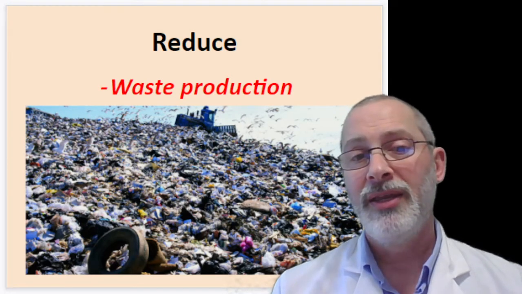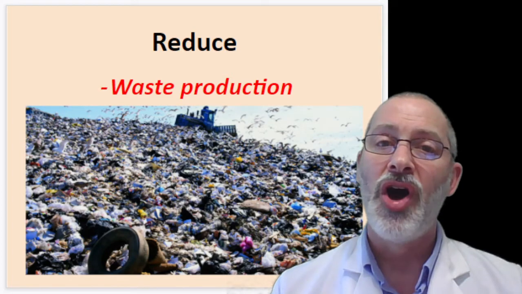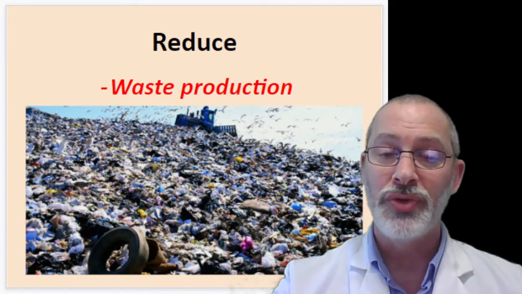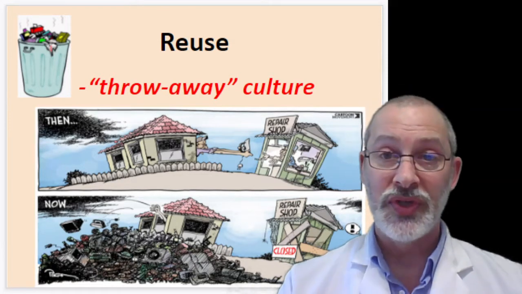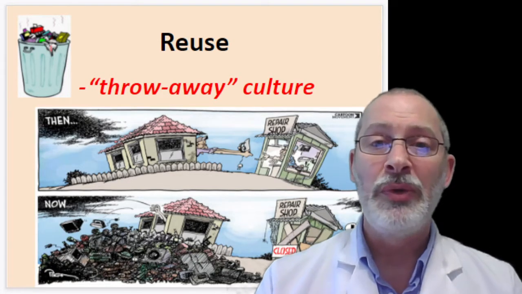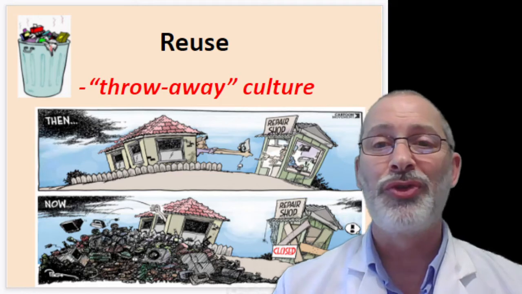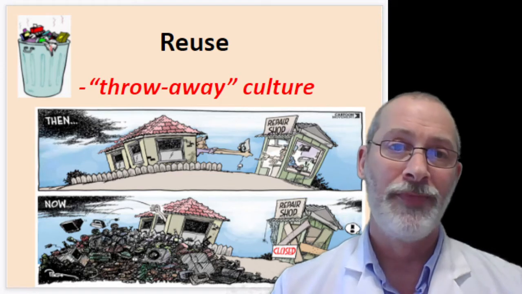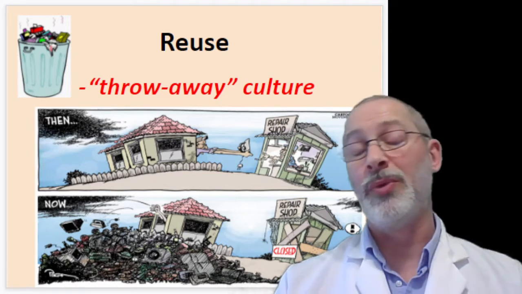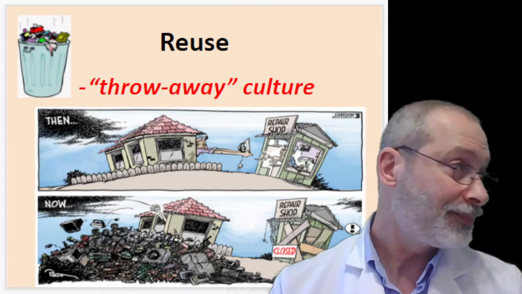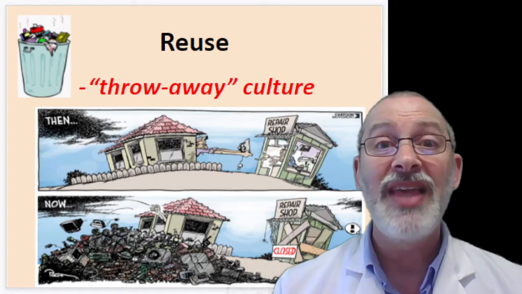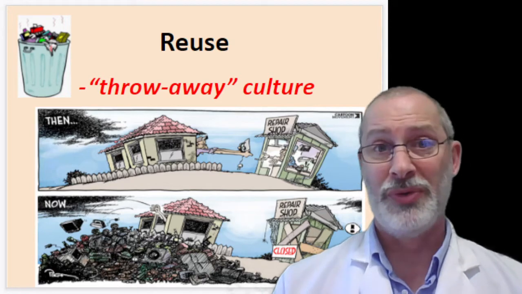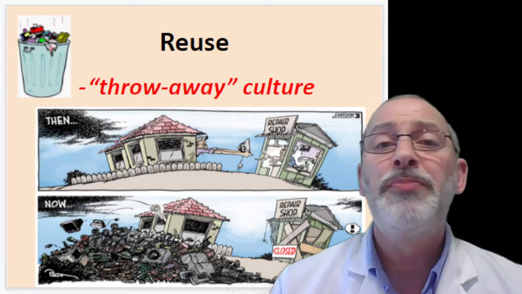Speaking of that, it leads us into the next R. So the first R is reduce. The second R is reuse. We live in what's referred to as a throwaway culture. We use things once and we throw them away. I mean, look at computers, for goodness' sake, or better yet, cell phones. Cell phones have become nearly disposable.